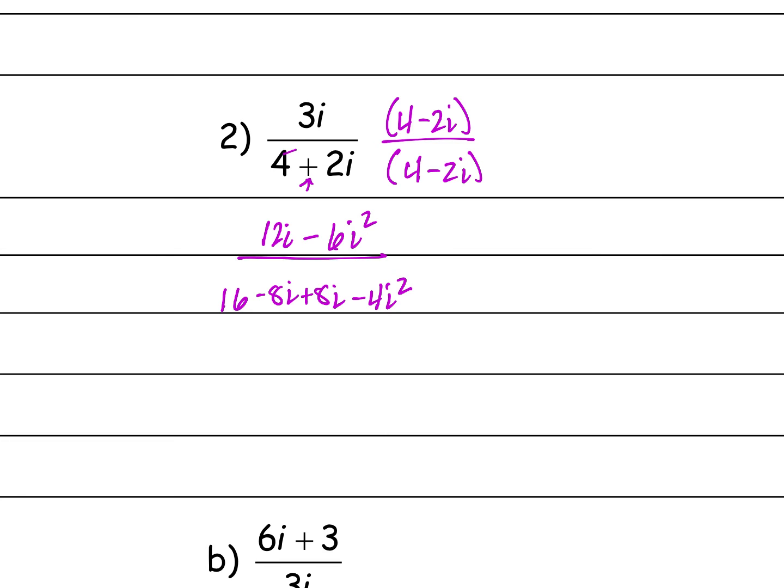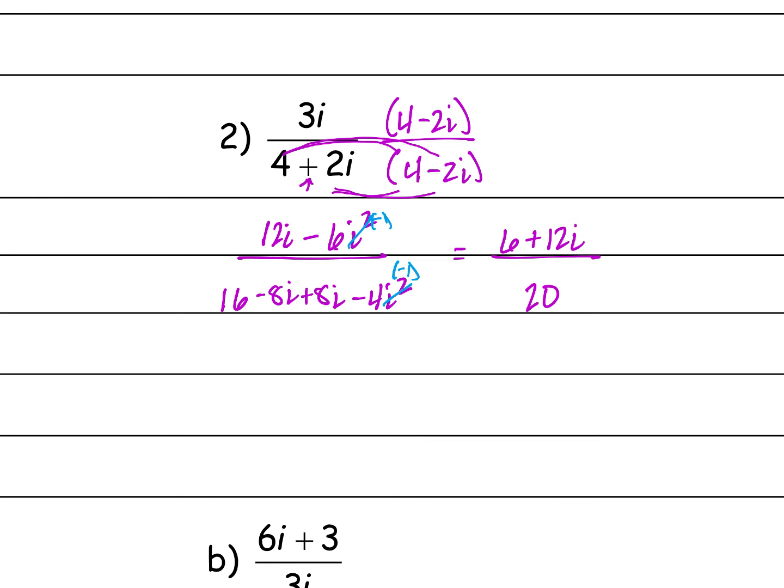Yeah, so 4 times 4 is 16. 4 times negative 2i is negative 8i. And then 2i times 4 is 8i, and 2i times negative 2i is negative 4i squared. And then remember, i squared is really negative 1, right? So then I can rewrite this as, let's see, 6 plus 12i, all divided by 16 plus 4, which is 20. So this one is not quite done.